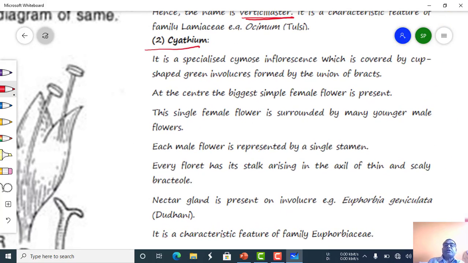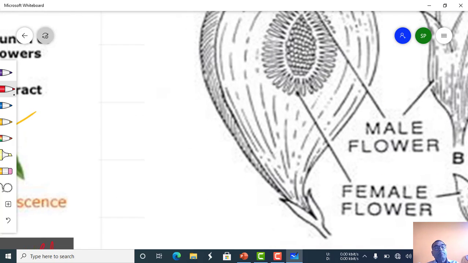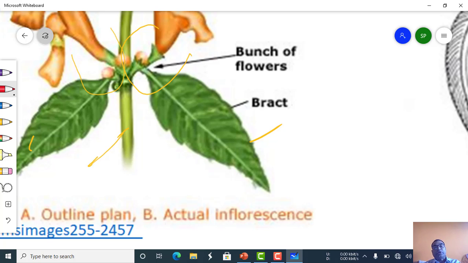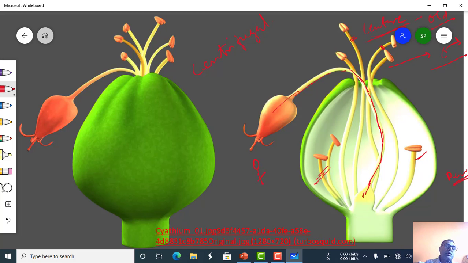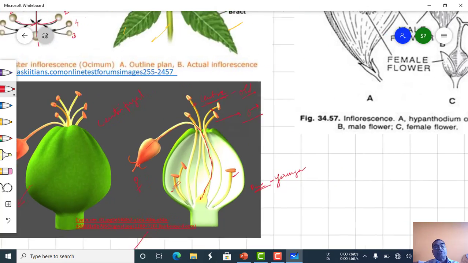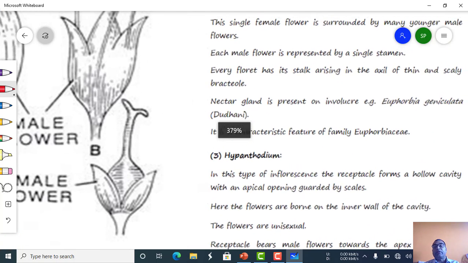So it is a specialized type of inflorescence, a cymose kind of inflorescence, specialized cymose, which is covered by cup-shaped green involucres, which is formed by the union of the bracts. So a number of bracts unite together, come together, and form such a cup-shaped bract. So this cup-shaped bract encloses the central flower, which is a female flower.